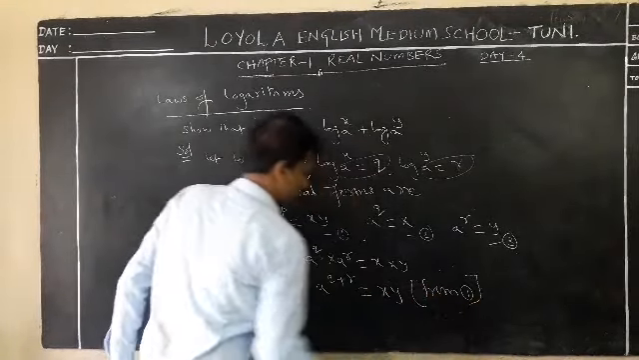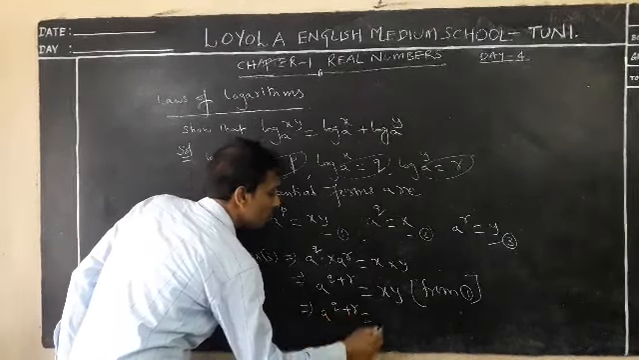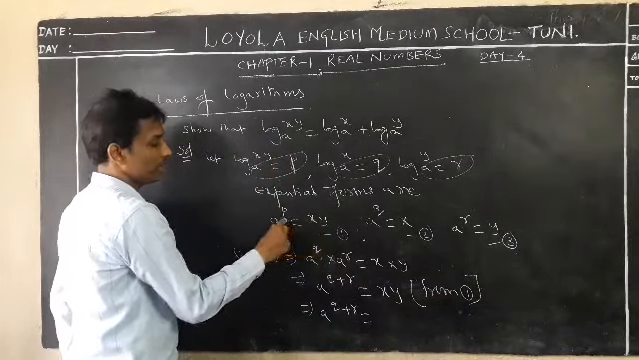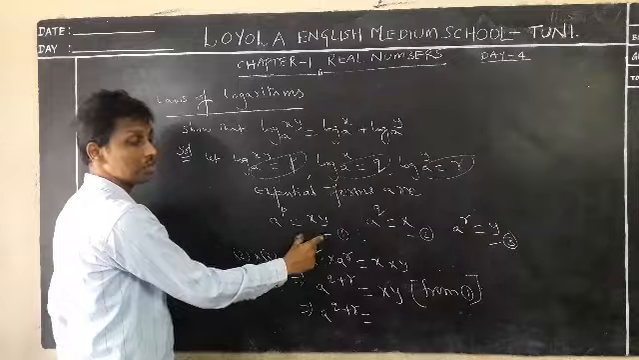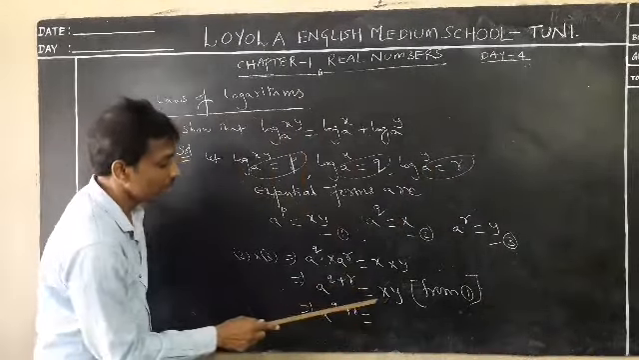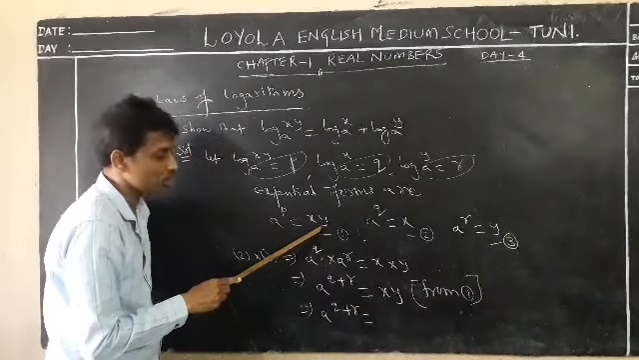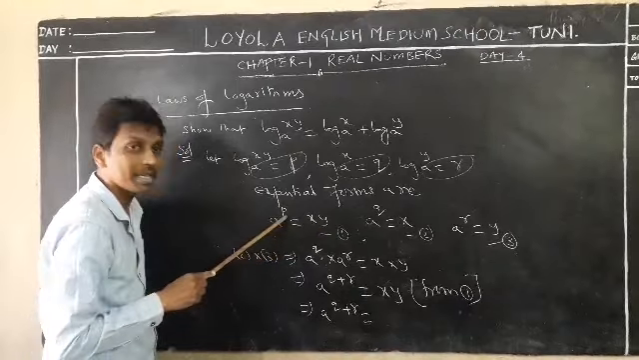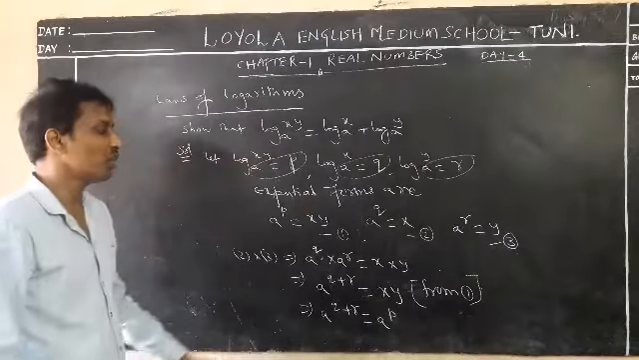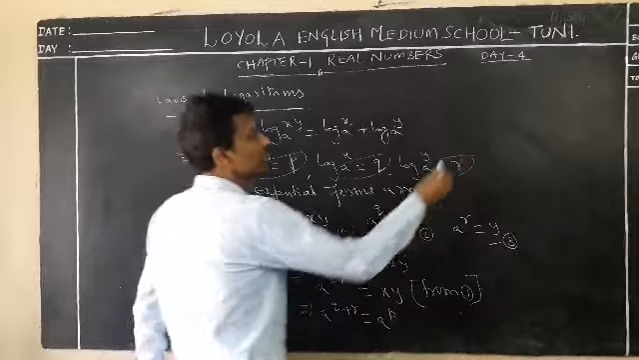From first equation, a power q plus r is equal to, according to first equation, instead of xy, may I write a power p? Observe carefully. Every one of you observe carefully. Here RHS condition is xy. So here RHS condition also xy. So instead of xy, may I take a power p? Yes, a power p.